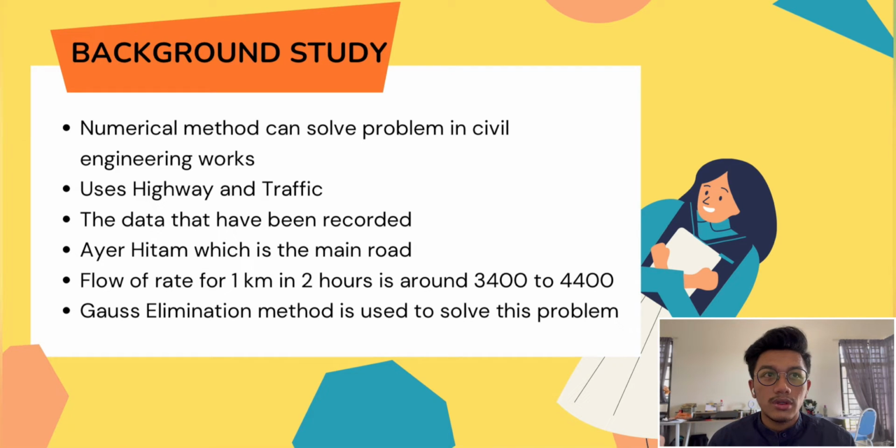The data have been recorded on Jalan Batu Pahat to Air Hitam, which is the main road that connects Batu Pahat town and Air Hitam town. The observations start at the main gate of UTHM, 1 km toward the town of Air Hitam, and the flow rate, which is the number of vehicles passing from one point to another point over 1 km in an hour, is around 3,400 to 4,400. In addition, this problem focuses on the system of linear equations chapter of numerical methods.